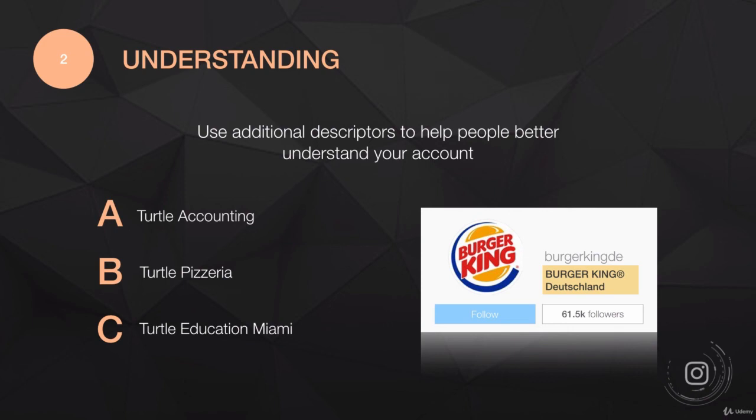And you can see if we had a brand name of Turtle and we ran Turtle Accounting or Turtle Pizzeria or Turtle Education Miami, if it was an educational company or an online learning company, these are all just additional descriptors you could have instead of just the brand name Turtle. You can make sure you're adding these onto the end to help people understand what you do.